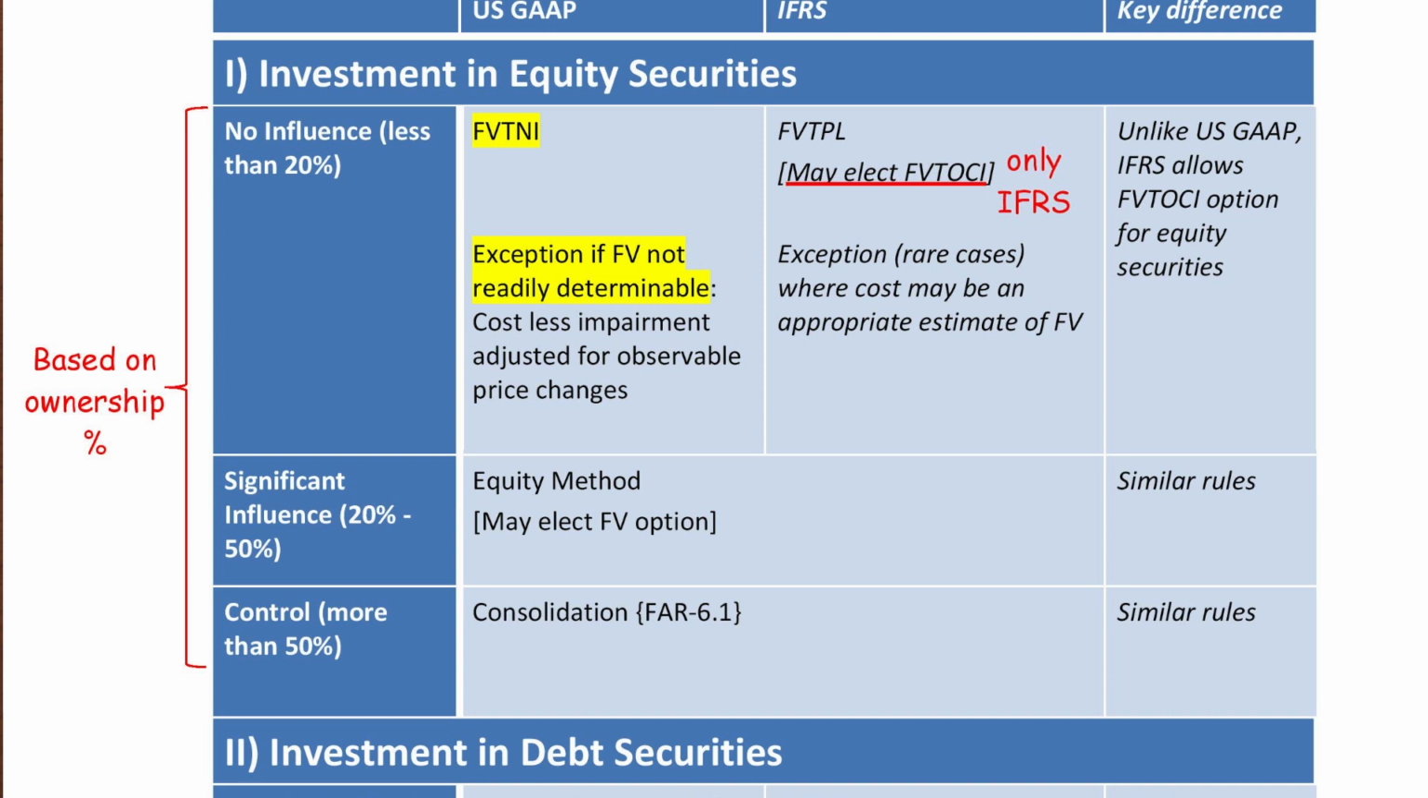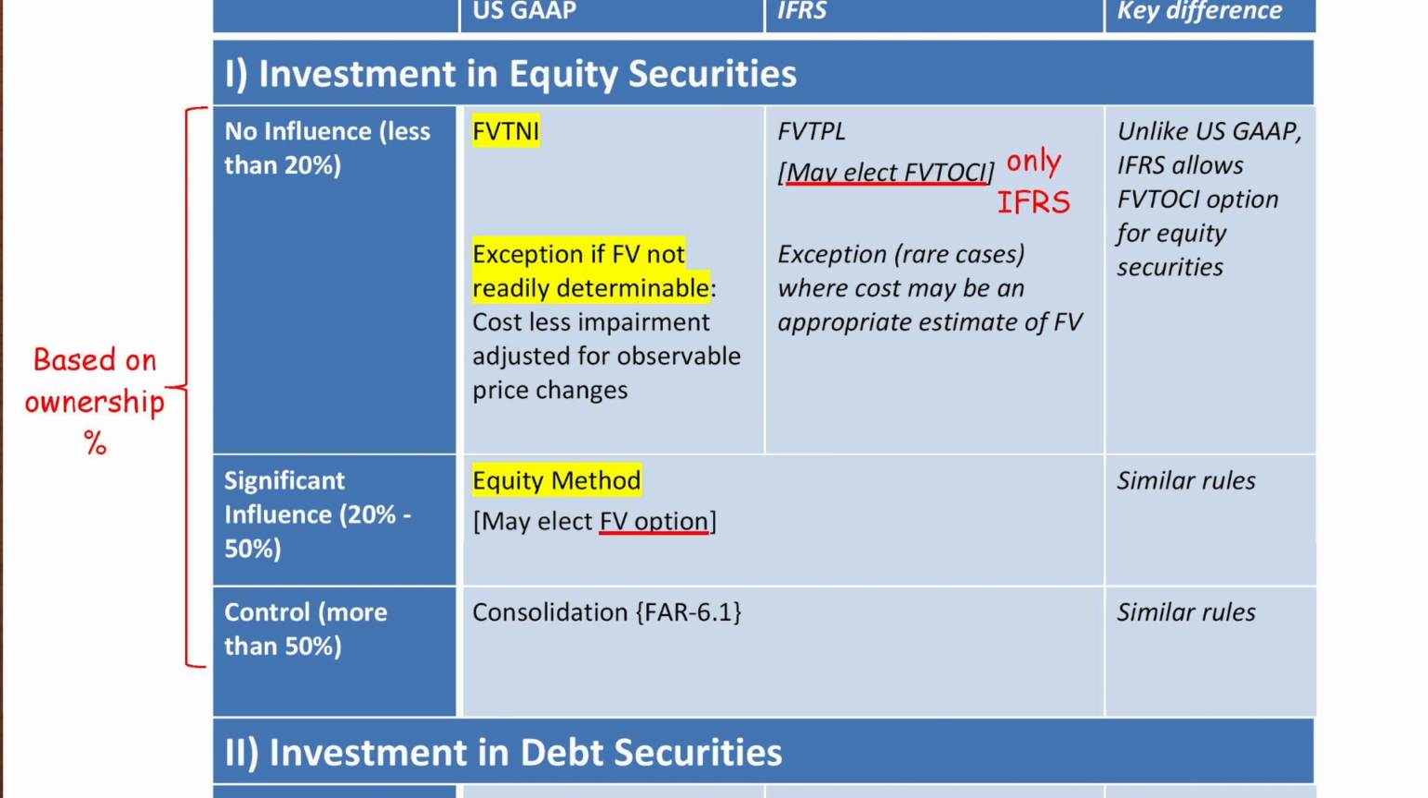So guys, we've looked at accounting for investments where the investor has no influence, and generally we're talking about ownership percentage less than 20%. However, if the investor has significant influence, you could talk about ownership percentage ranging from 20% to 50%, then the investor accounts for that investment using the equity method. And the investor may elect the fair value option.